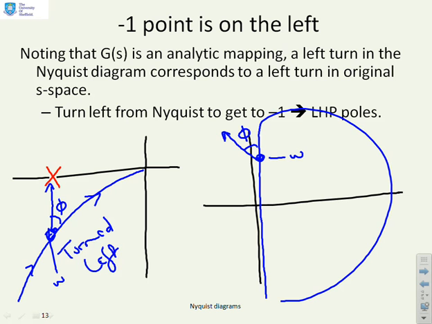There it is, and clearly the value of S that you end up with that corresponds to giving you G of S equals -1 is now in the left half plane. I should remind you, I'm being a bit crude here, this blue line is exactly overlying the imaginary axis. So as soon as you turn left, you're in the left half plane. So what we've got is if you have to turn left from the Nyquist to get to -1, it's indicating that you've got left half plane poles.